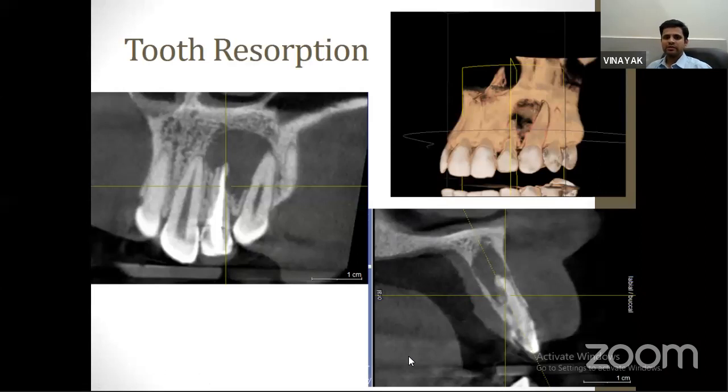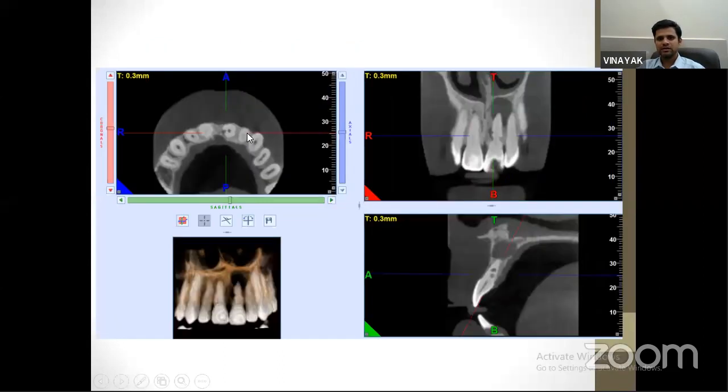Next is resorption. Resorption could be internal or external. It will be seen as a discontinuity in the dentine. If you see the dentine here, it is continuous on the mesial surface of this lateral, but on the distal surface the dentine is discontinuous and this GP point is open, exposed to the external environment. This is nothing but external resorption, and because of that there is this big periapical radicular cyst.